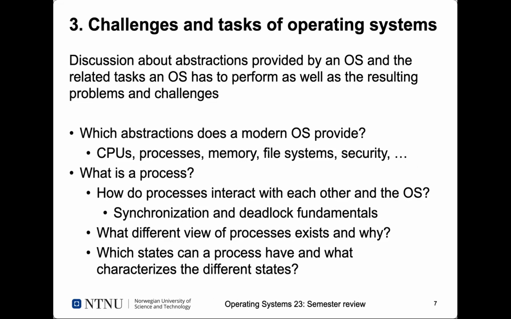So you should know which abstractions a modern operating system provides. So CPUs or processors or memories or file systems or security. So these abstractions are some concept on a higher level, above the hardware, that's not directly visible on hardware level. So for example, you have virtual CPUs because you do preemptive multitasking. That might be an example.